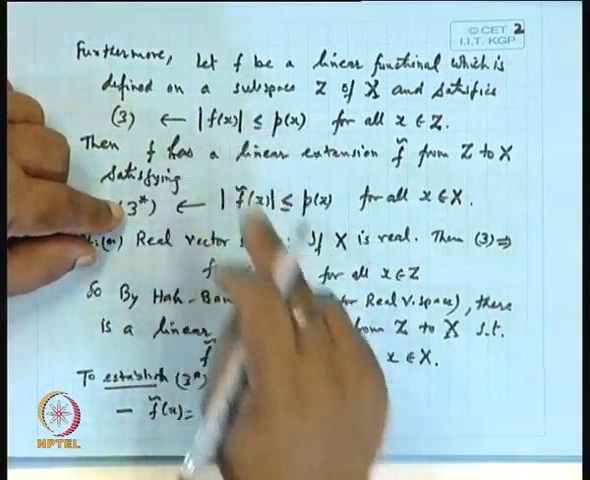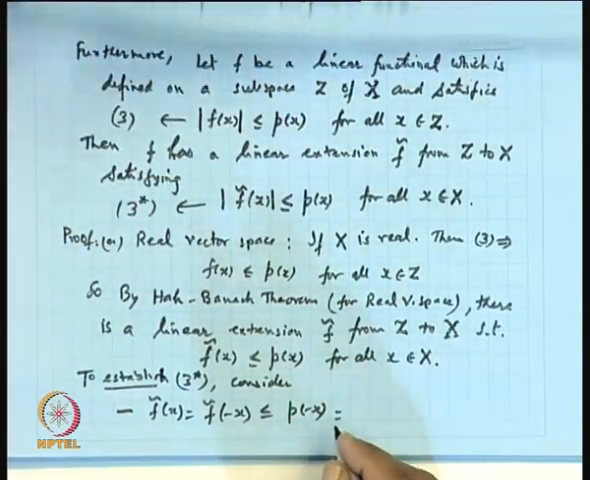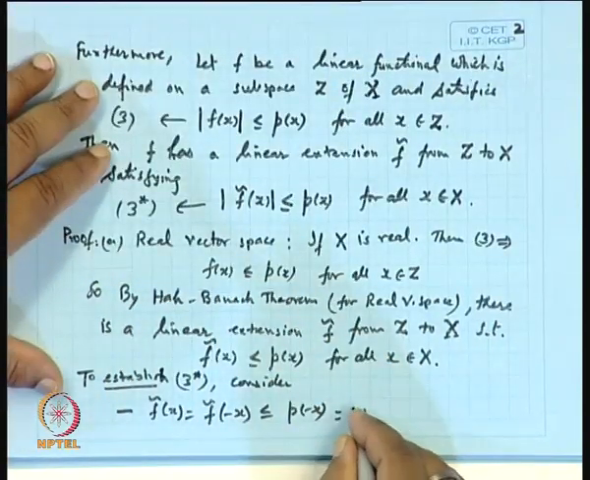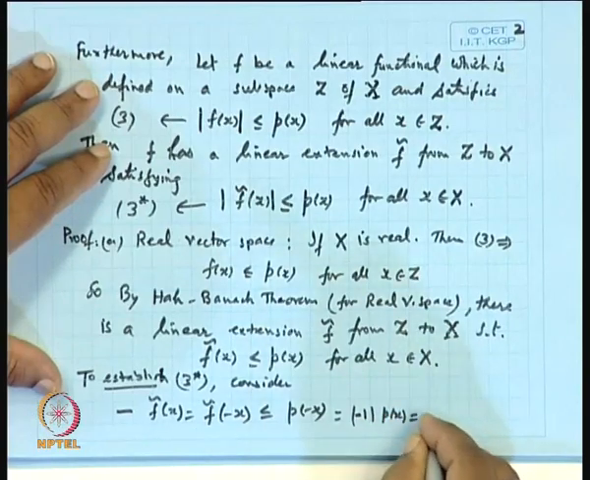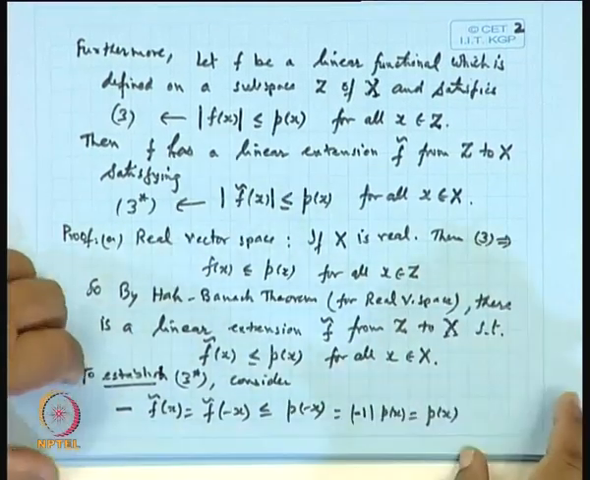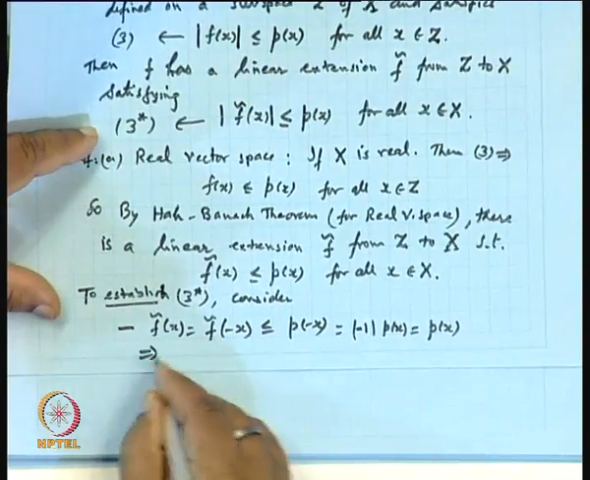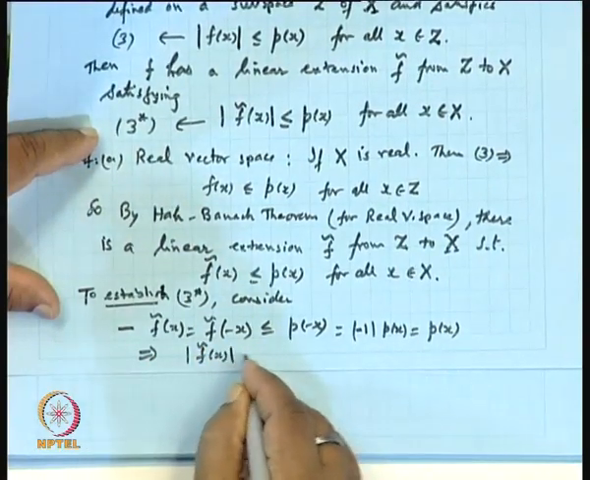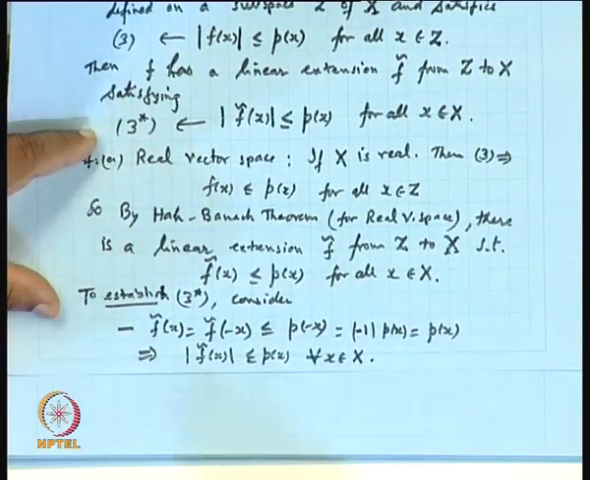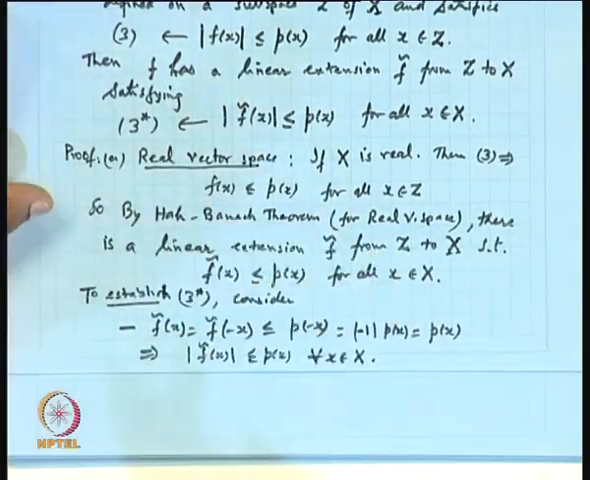P satisfies the condition of homogeneity, that p alpha x is mod alpha p x. So, we get minus 1 mod of this, p x, which is equal to p x. So, what we see here is that f delta x is less than p x, and minus f delta x is also less than p x. Therefore, it implies mod of f delta x is less than or equal to p x for all x belonging to capital X, and this completes the proof in the case of the real vector space.